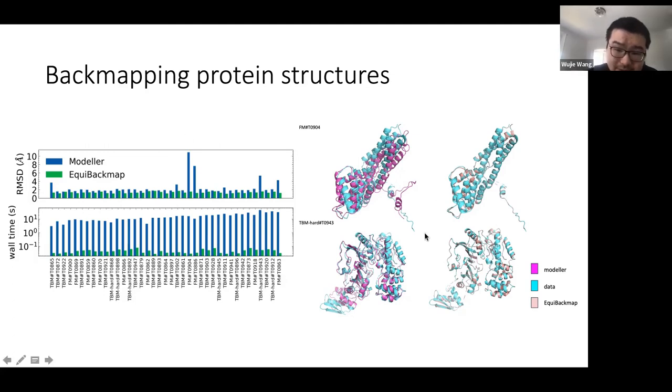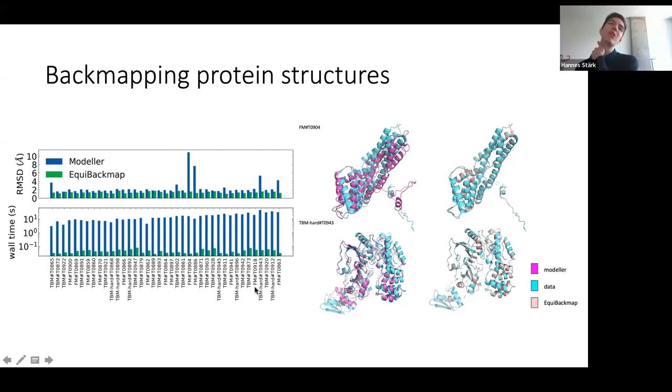So we can apply that to backmapping protein structures based on alpha carbons, and we compare with the baseline, which is a protein modeling package called Modeller. It has some geometry optimization routines to backmap from alpha carbons to fine grain geometries. So we compare our model, and we show that our model is better in terms of RMSD.